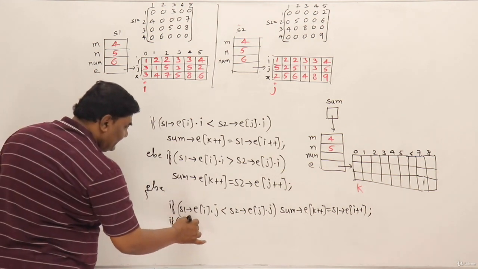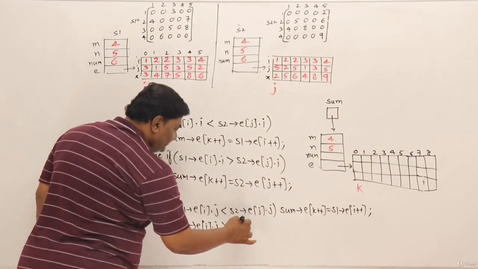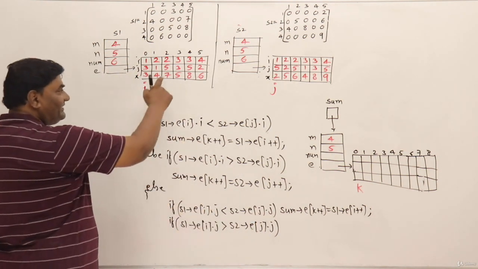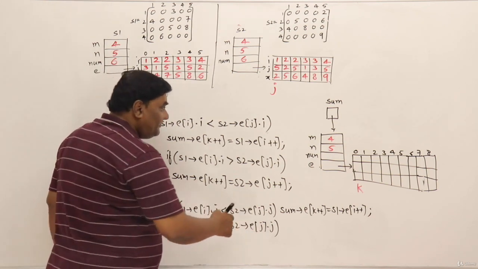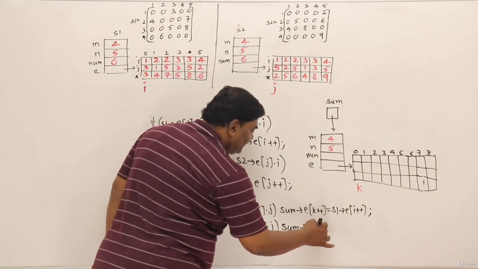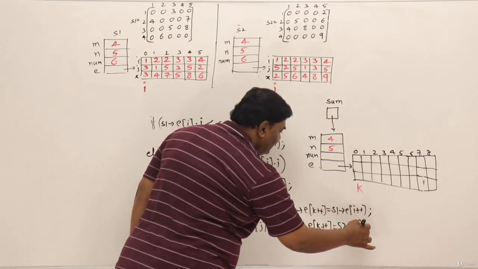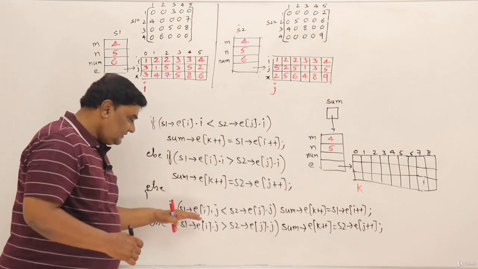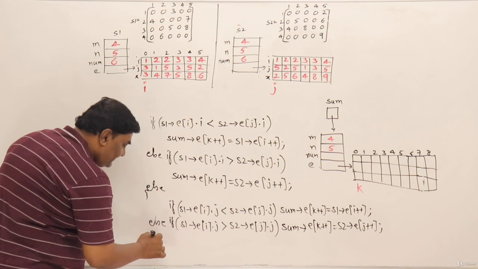Otherwise, if S1's E of i dot j is greater than S2's E of j dot j, means this is greater than that one. Columns we are checking. See, these are columns. j are columns. Then copy this element there. So sum's E of k plus plus is assigned with S2's E of j plus plus. So we have finished with the row is small or row is greater, column is small, else column is greater, otherwise both are equal. So this is in the final else.